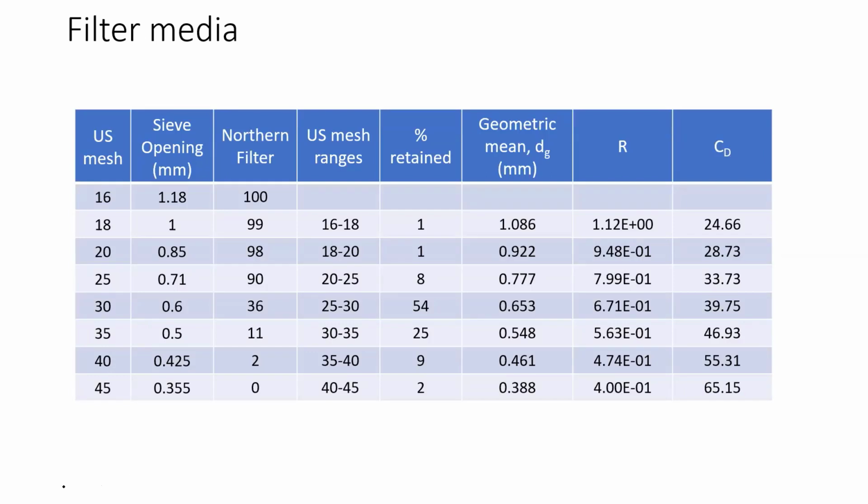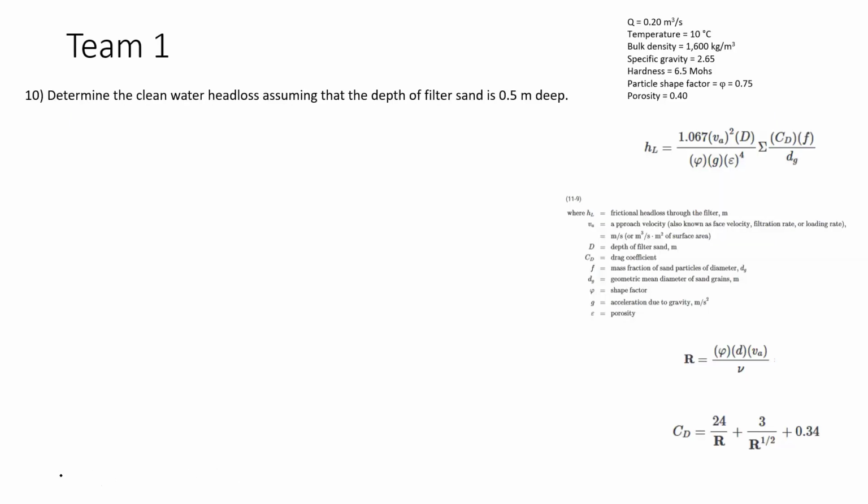So we've calculated the coefficient of drag for each of the sizes, and you can see here, as my particle size is decreasing, my coefficient of drag is increasing. The next thing we need to do is calculate the clean water head loss. We'll actually calculate the head loss during filtration, but this is the clean water head loss. This is known as the Rose equation.